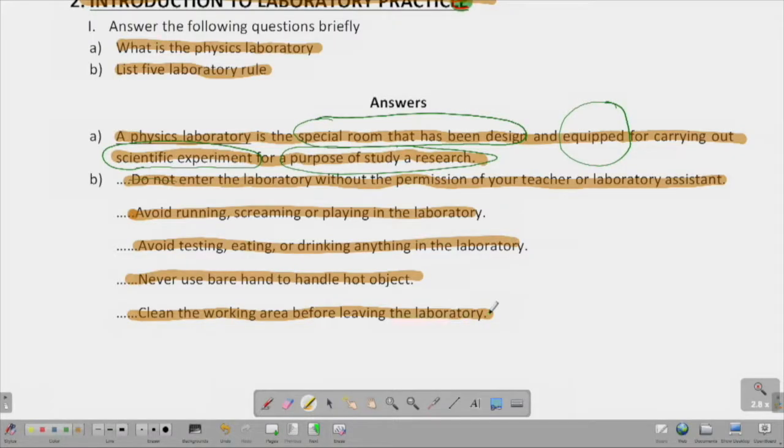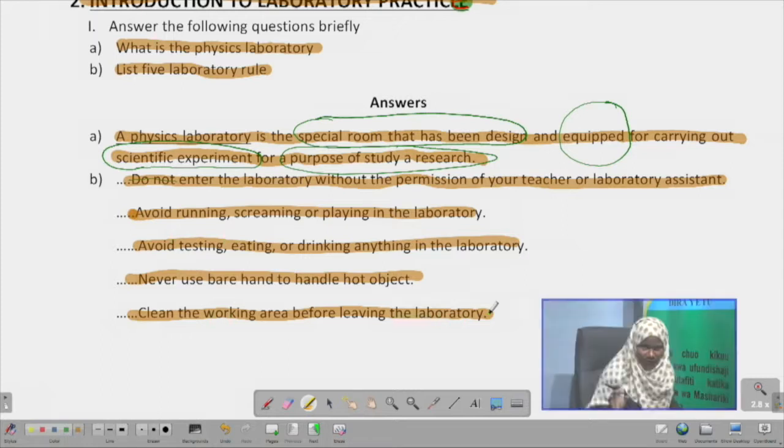The fifth rule says clean the working area before leaving the laboratory. So once you have finished doing your experiment, you need to make sure that you keep everything in its place.